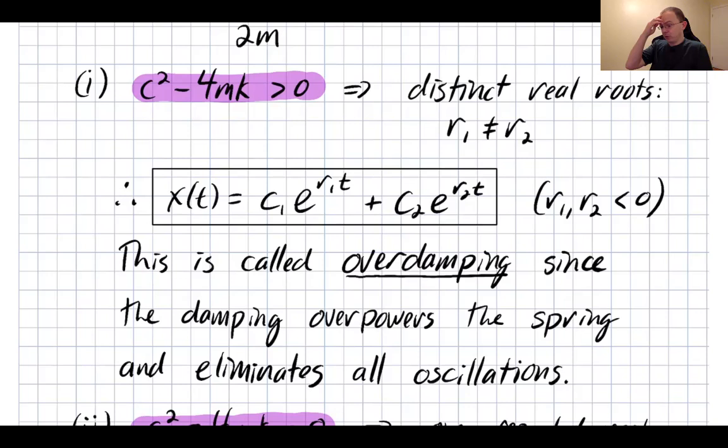For example, if an earthquake hits and the building is moved by the earthquake, then we want it to return to its upright position without oscillating back and forth. So that would be a good thing to have, this type of overdamping.